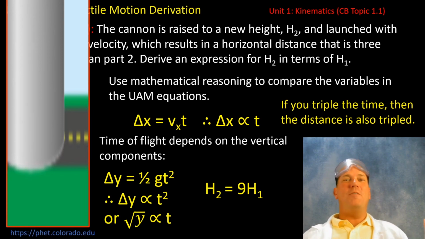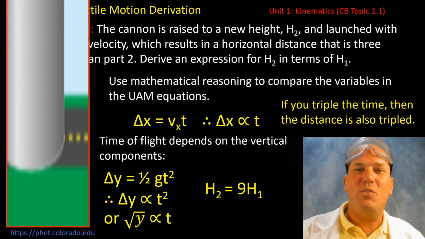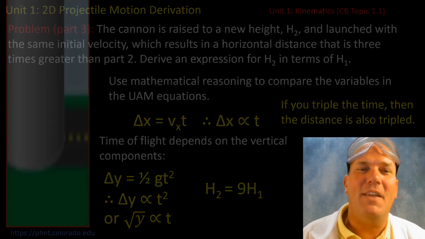which gives us a very high platform that will result in a horizontal distance that is 3 times greater than that of parts 1 and 2.